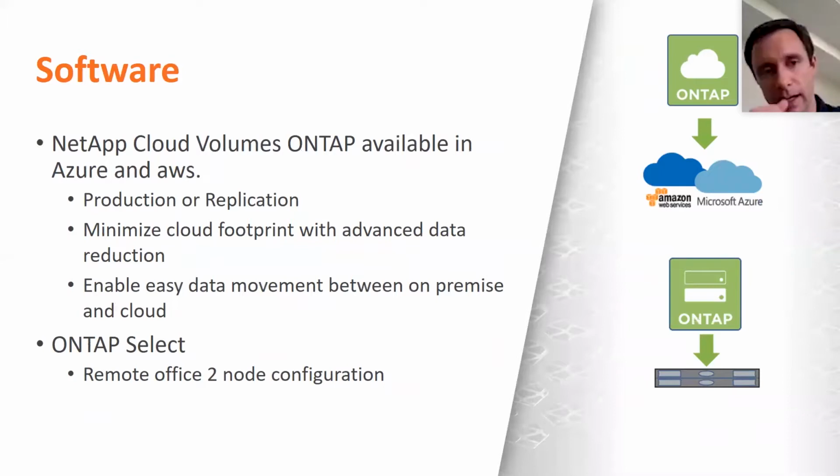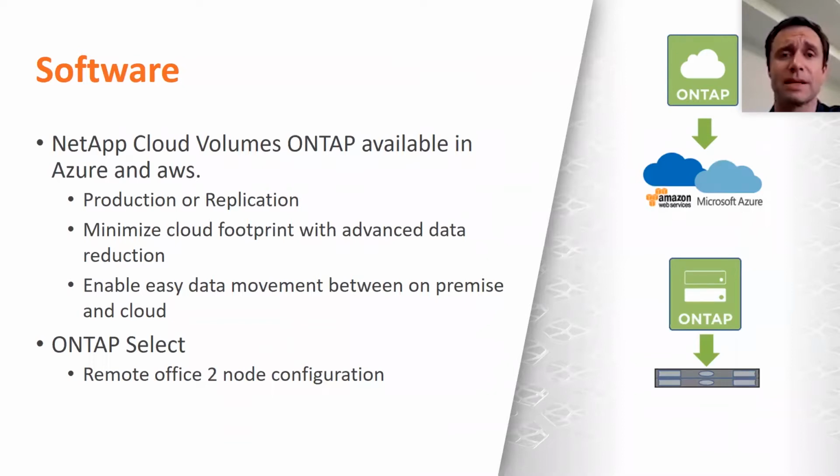Continuing with software, we've got Cloud Volumes ONTAP, which really is a virtual appliance of the FAS storage controllers, running either in AWS or Azure, and I believe coming soon to GCP. Lots of different use cases for this. We can use it for production, we can use it for replication, we can minimize our cloud footprint with some of the advanced data services like deduplication. So if we do have one of these appliances backed by EBS, we have the ability to use deduplication so that we can reduce that cost on an hourly or monthly basis.